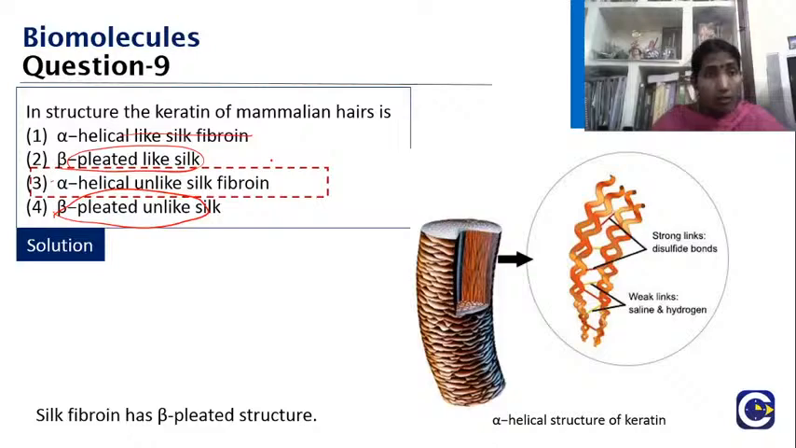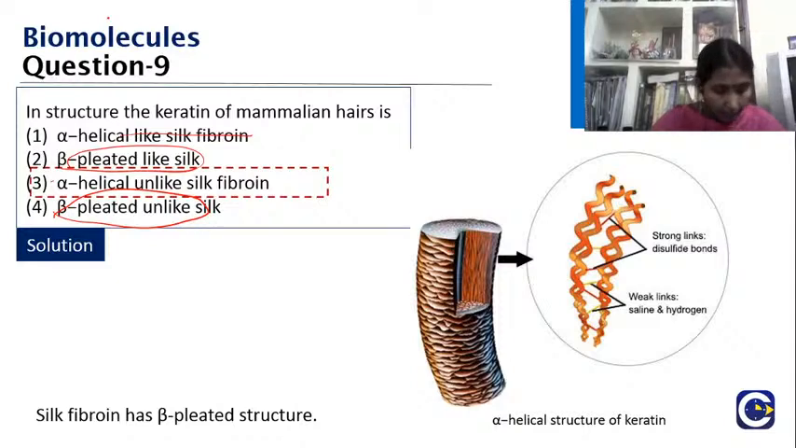Excellent students. Okay, so it is not beta pleated. Silk fibroin only is beta pleated. Simple amino acid hydrocarbon groups will be attached with strong hydrogen bonding, like beta pleated sheets will be there. Okay, so that should be your answer.